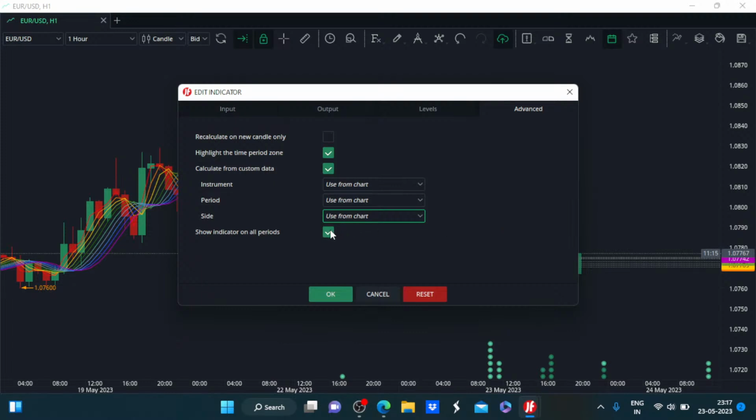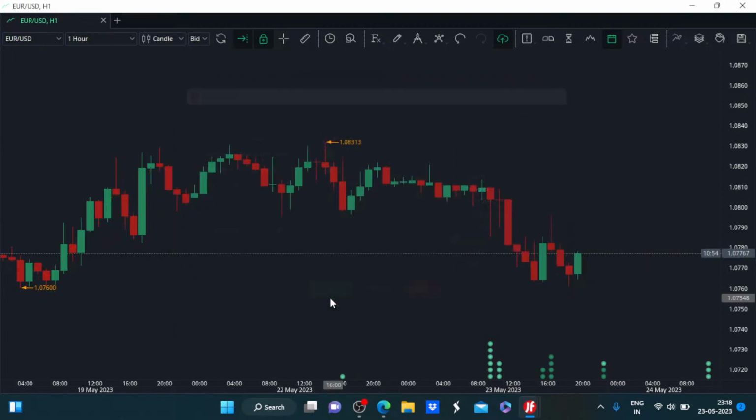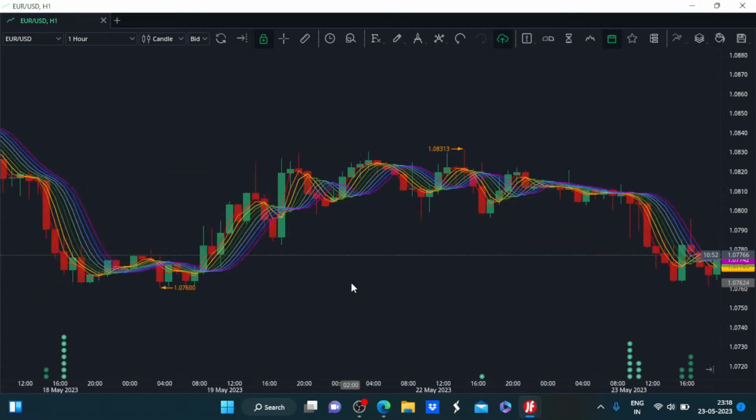Show indicator on all the candle periods, so whenever you vary the chart's candle period, it will show up. And if you opt for a particular candle period, then in that scenario only on the chosen time frame will this indicator appear. So that is how this plotting works for the indicator.